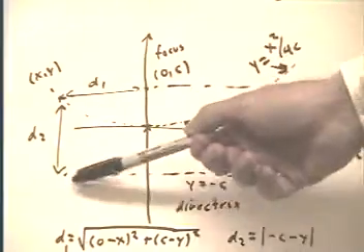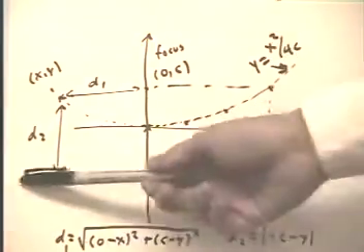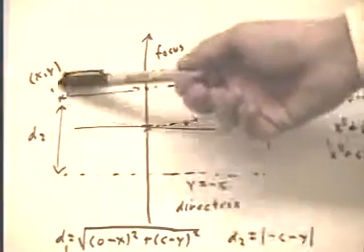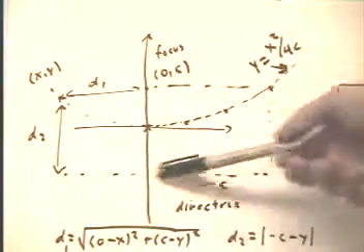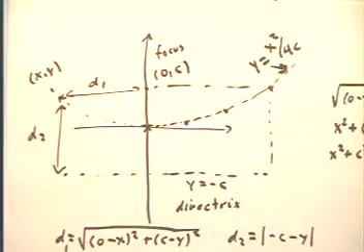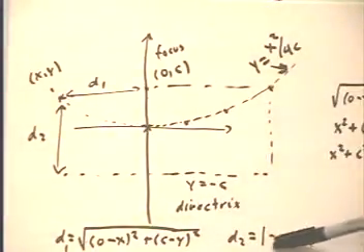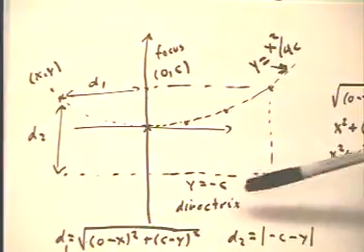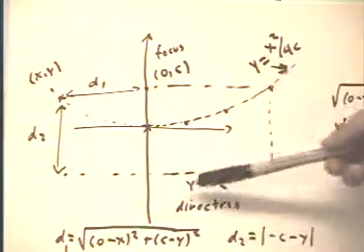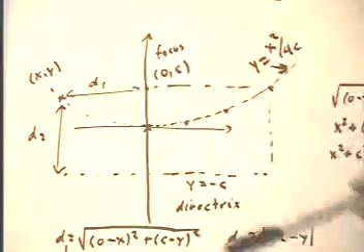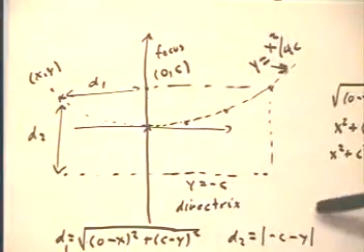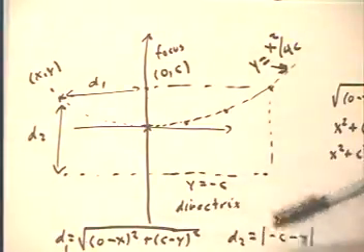What's the distance d2? Well, d2 is going to be measured perpendicular to the directrix, which is horizontal. So d2 is just going to be your vertical distance between x, y, and y equals negative c. The vertical distance is just the difference of the y coordinates. So that distance is the absolute value of negative c minus y. The y coordinate here is negative c minus the y coordinate here, negative c minus y, and we put absolute value signs around it to indicate that it's a distance.